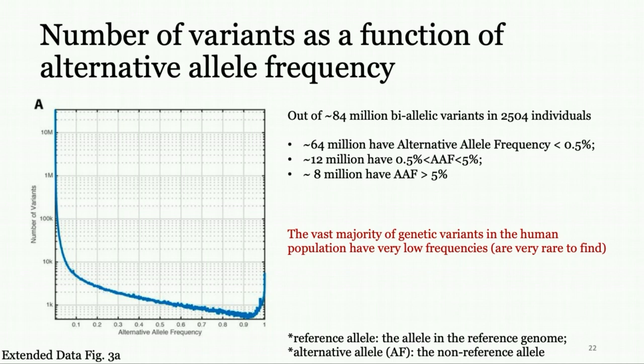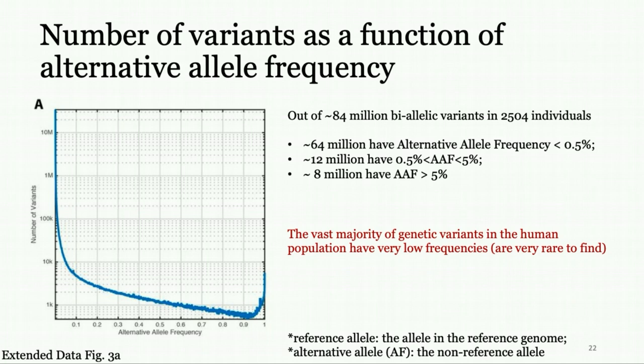64 million of them, about 3/4 of those variants, have very, very low frequency, less than 0.5%. Only a small number of them, about 10% of those variants, have high frequency, higher than 0.05%. So basically, the majority of the variants we observe in this sample, in the human population, have very, very low frequency. They are very rare. So this is at the level of many samples.